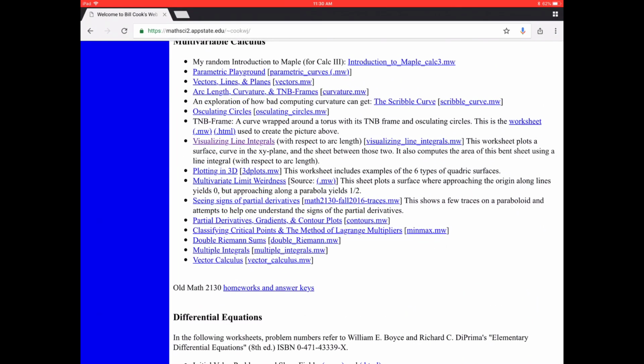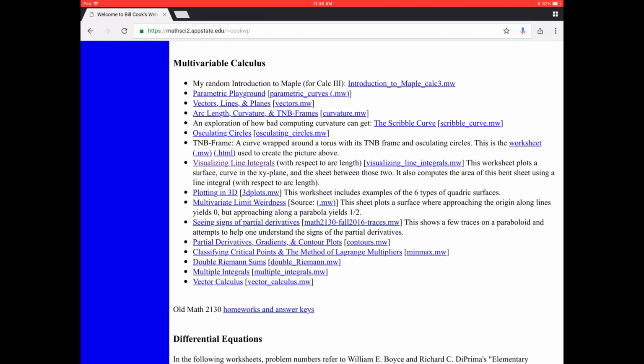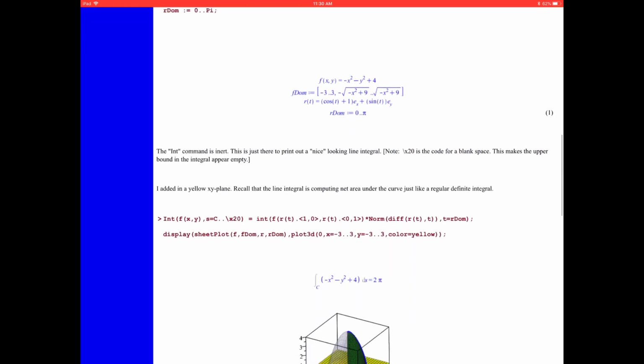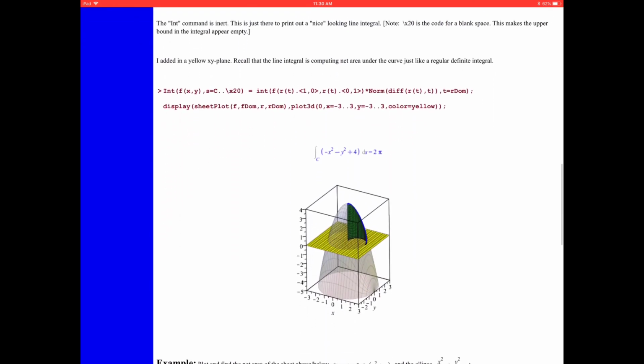Let me mention finally that there is an example, my Maple example page, visualizing line integrals. I encourage you to go check that out if you want to see more visuals with this. There's an example of a curve being traced out on a paraboloid, and we get that this line integral along a curve C there is calculating the area of that sheet. Anyway, if you're interested, go check that out.